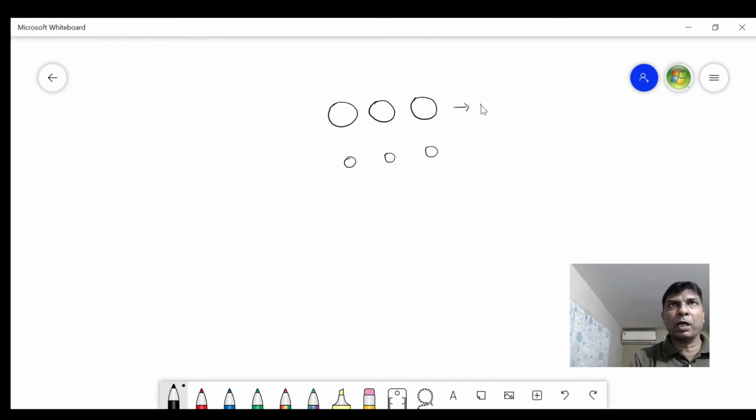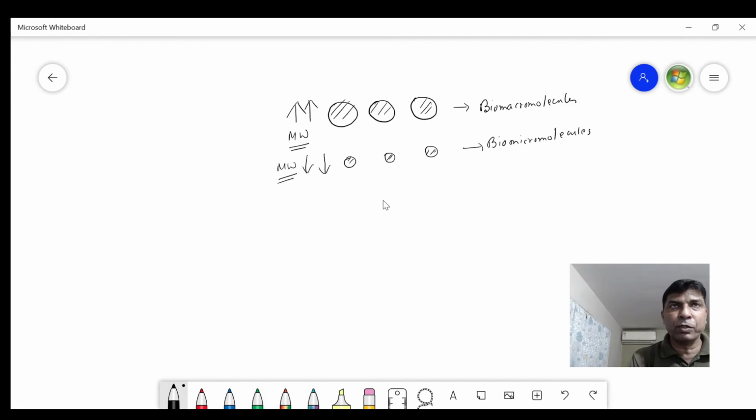So if these are biomacromolecules, these are biomicromolecules. Now biomacromolecules are not only larger in shape, they have more molecular weight. They have larger molecular weight. Biomicromolecules have lesser molecular weight. This molecular weight can be measured in terms of Dalton.